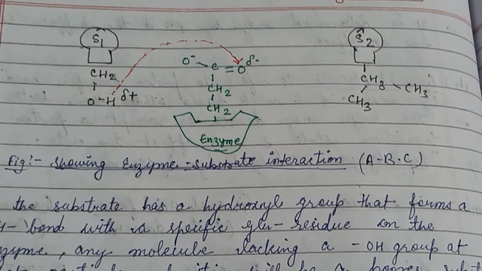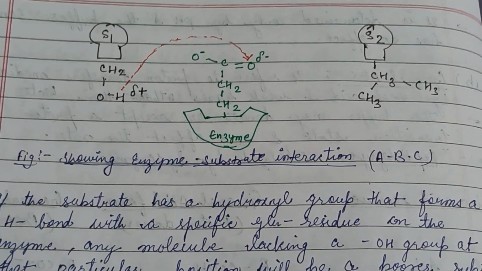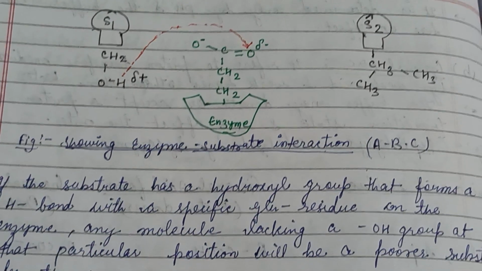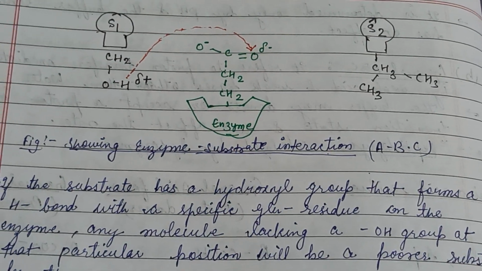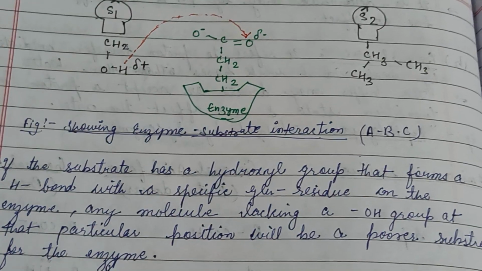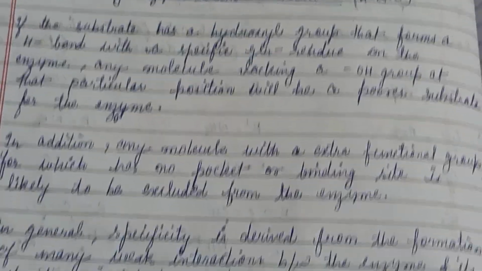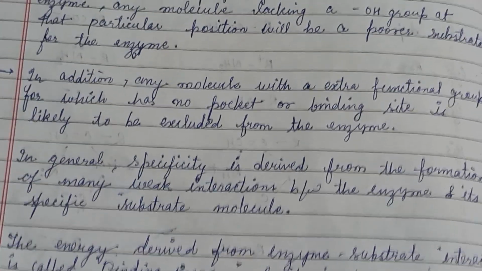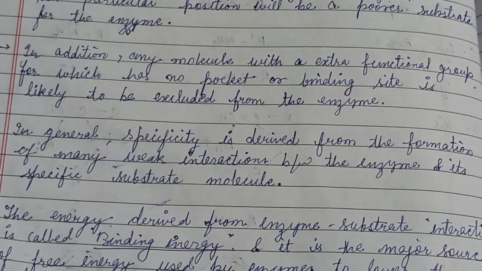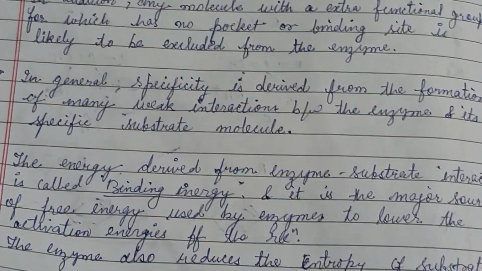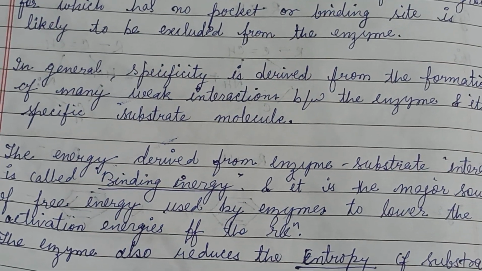So in this figure, the hydroxyl group, which has a positive charge ion, is interacted with the negative ion charge, and substrate 1 is there which interacts with the enzyme, and substrate 2 does not interact with the enzyme. So in general, specificity is derived from the formation of many weak interactions between the enzymes and its specific substrate molecule.